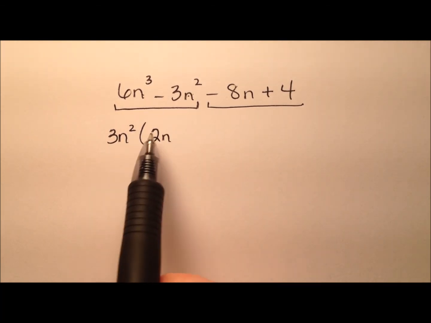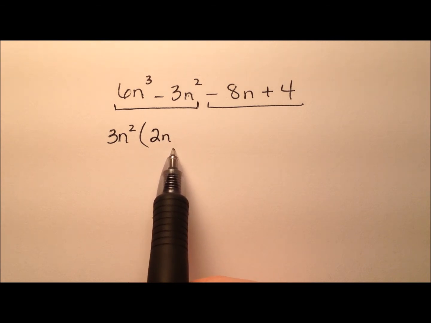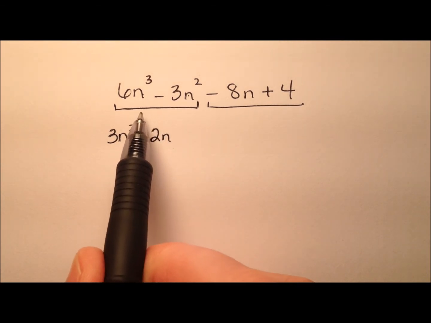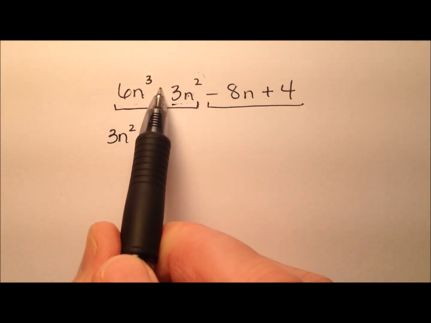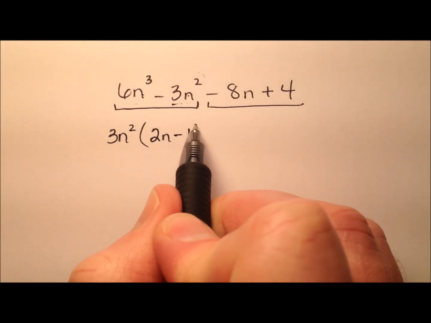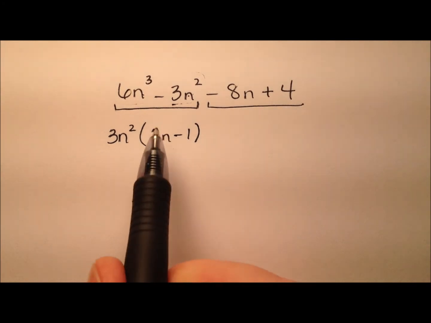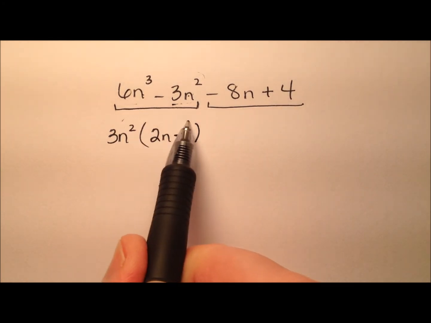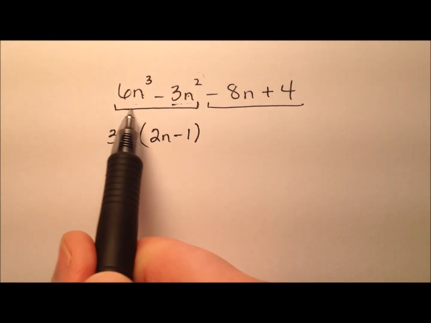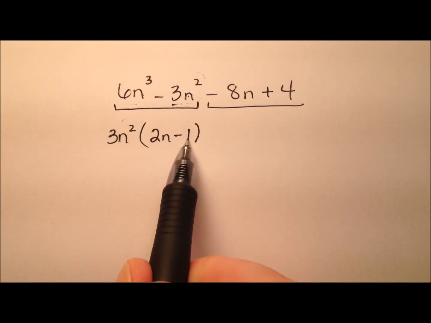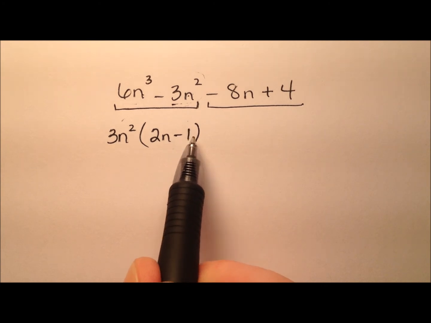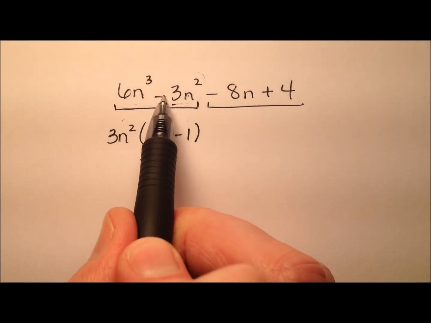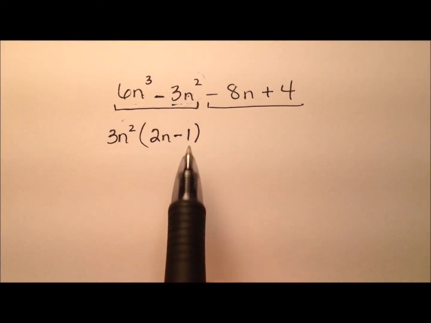So some students will skip over that, close their parentheses, and move on. But we can't do that. We're dividing the 3n squared out of both of these terms, so when we do it out of here, we actually have a minus 1 that we need to put there. Because if you were to redistribute this, you would see it would need to look like this. So just because one of the terms happens to be the greatest common factor, don't leave it out. We need to put this minus 1 here. And again, it's minus because of the subtraction right there.